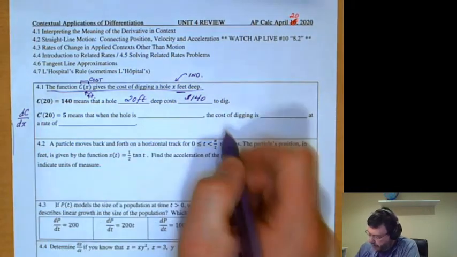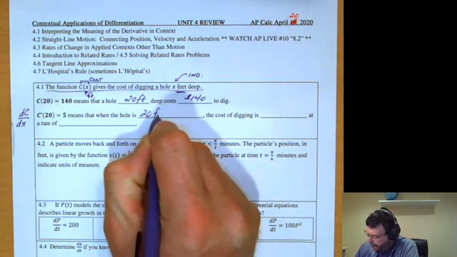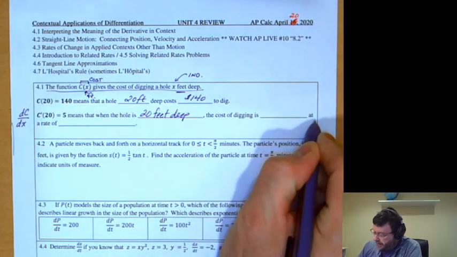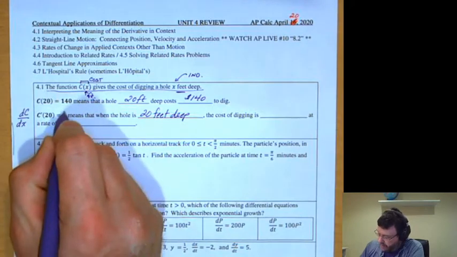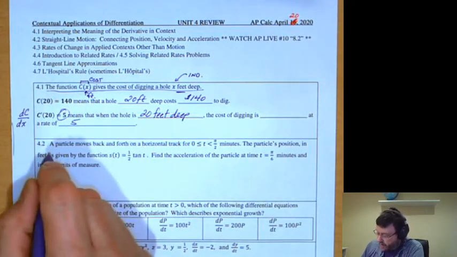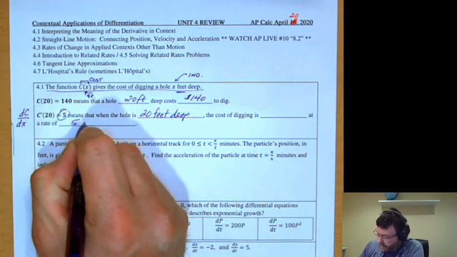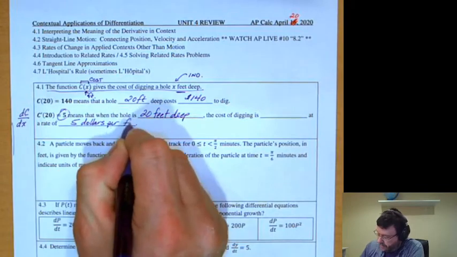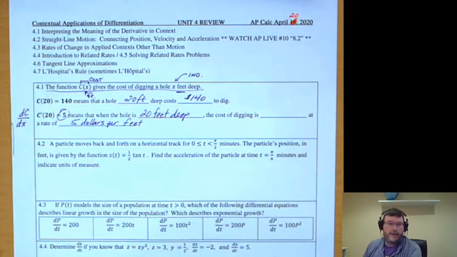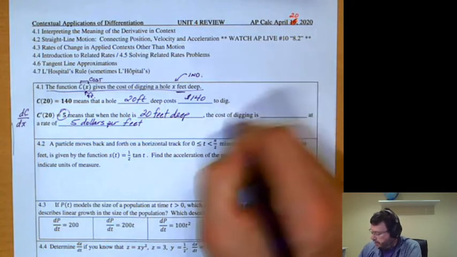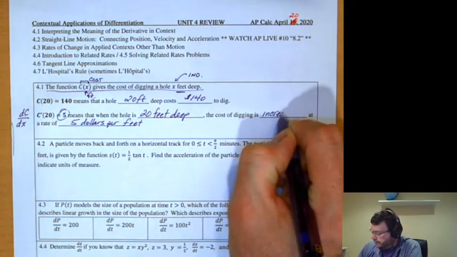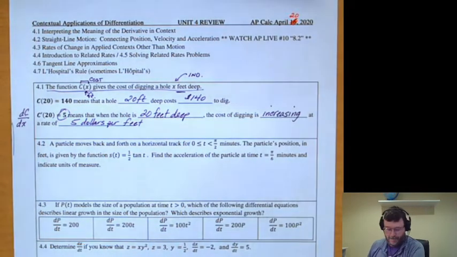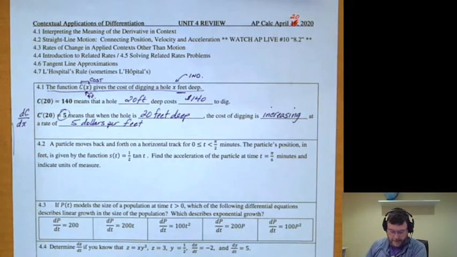That is a rate of change of the cost in terms of x. So that means that when the hole is 20 feet deep, the cost of digging is blank at a rate of, there's my rate, 5. Now what is my rate? My cost, which is dollars, per x, which is in feet. So it's $5 per foot, and because it is positive, the cost of digging is increasing.